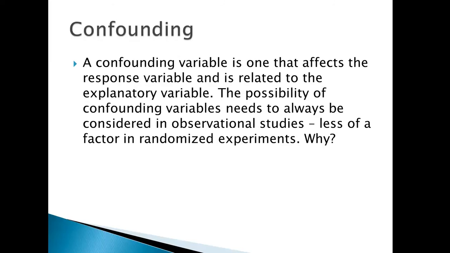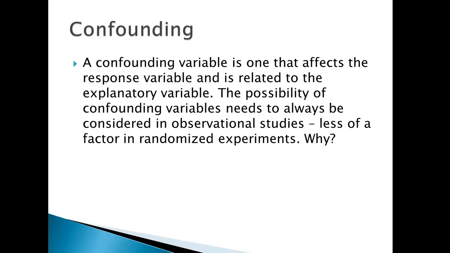A confounding variable is one that affects the response variable and is related to the explanatory variable. The possibility of confounding variables always has to be considered in observational studies. So in that last example, the confounding variable would be whatever else is going on in the student's life. It affects the grades, and it could be related to the drinking. On the other hand, you don't need to worry so much about confounding variables when you're doing randomized experiments, because whatever the confounding variable is, you're distributing it evenly amongst both the control groups and the treatment groups.